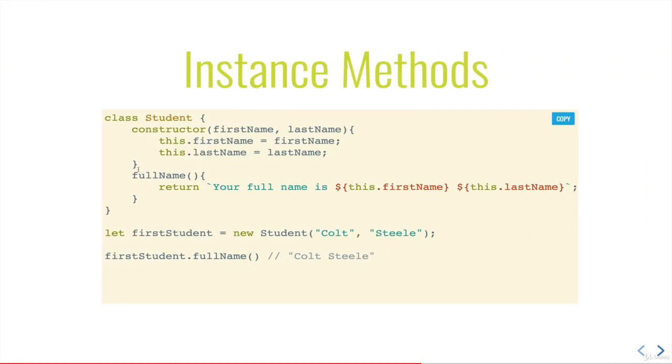So for example, here's one called fullName. Again, not very useful, but it returns a string. "Your full name is," and then inside that string, we're adding in this.firstName and this.lastName. And again, this refers to the individual instance. So whoever is calling this, whether it's first student or second student, will get a different output, assuming that they have different first and last names.